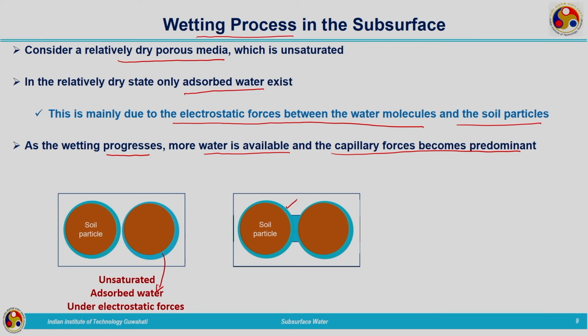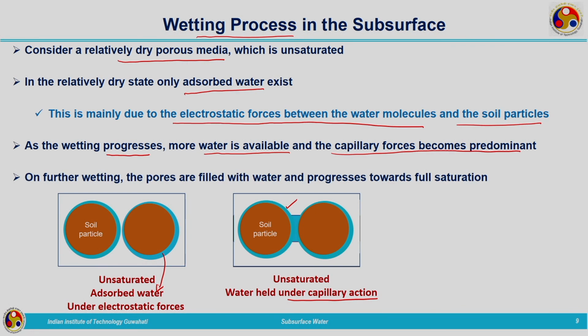This water will be forming a bridge-like formation near the soil particles. This is mainly due to capillary action. This is the unsaturated case, where water is held under capillary action. Now, again the wetting process is continuing, then what will happen?